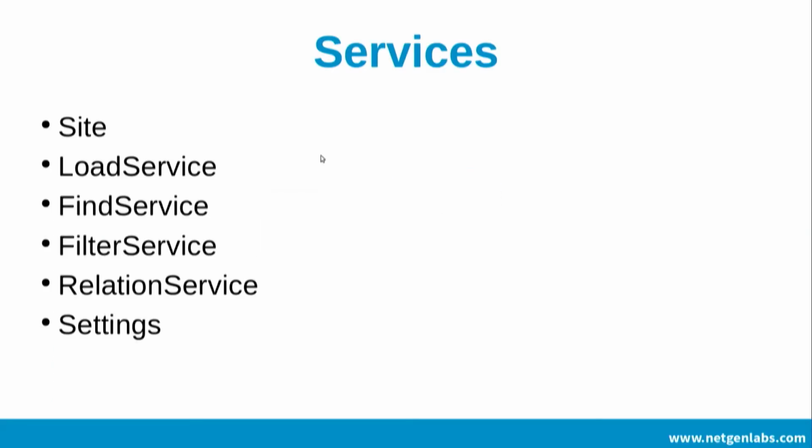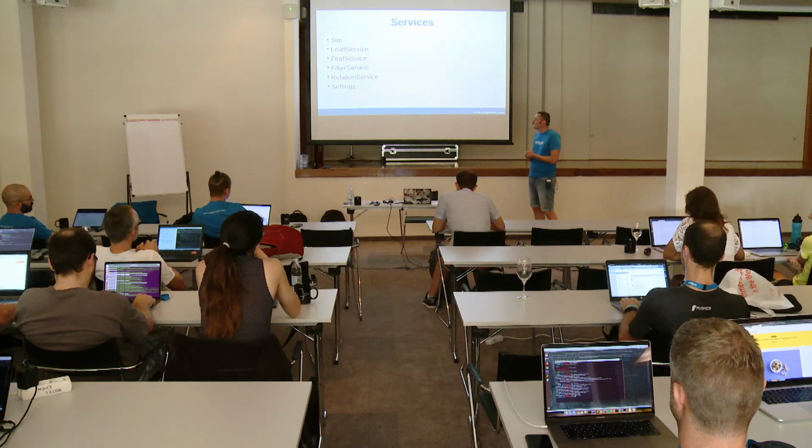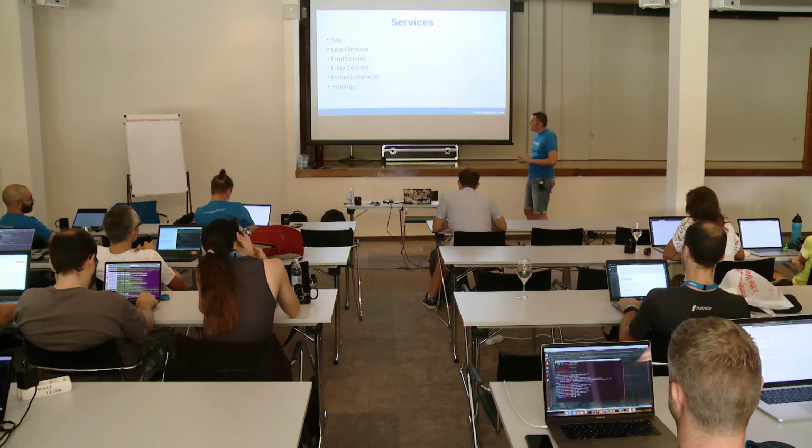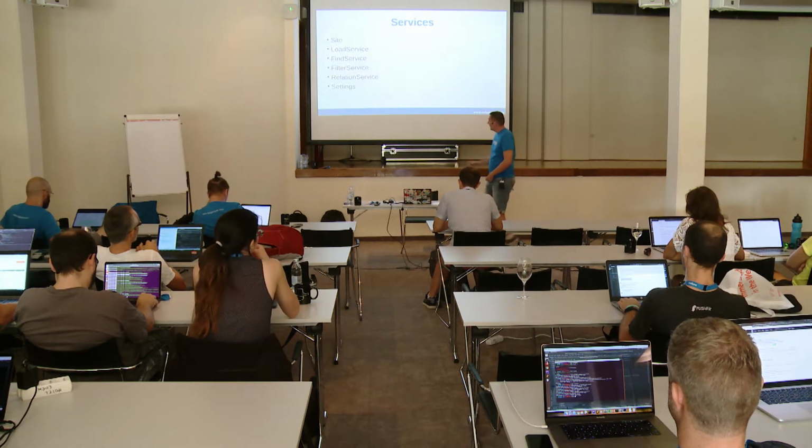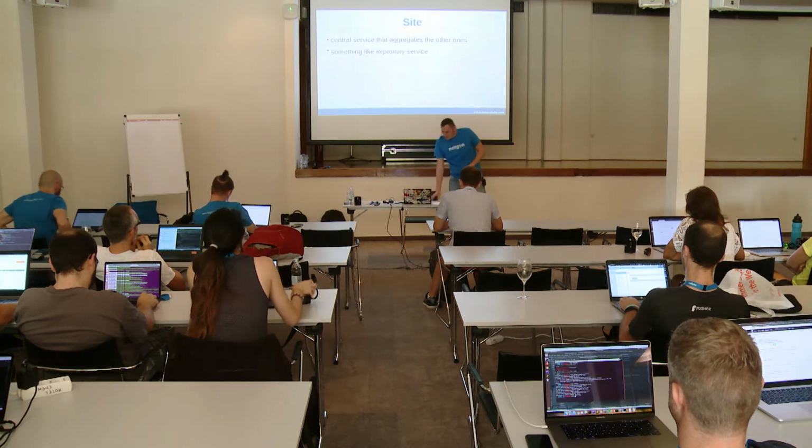So let's say something about the services that are provided with Site API out of the box. So basically, we have a site service. It's something like an eZ repository, basically the service that is aggregating all the other services. We have load service, find, filter, relation, and settings. Let's say something more about site.